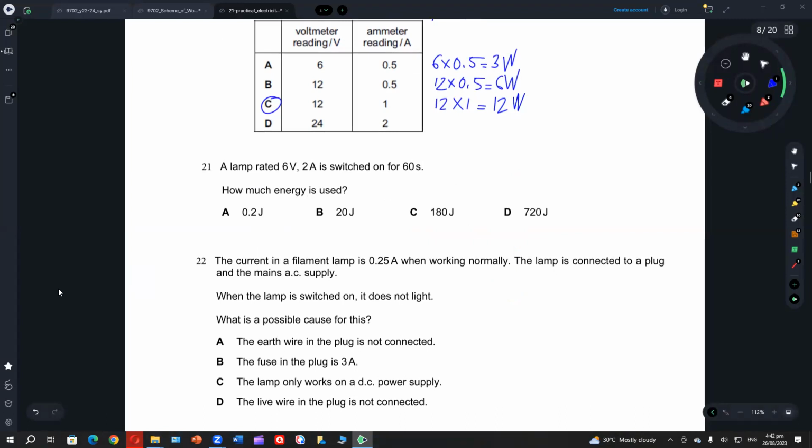A lamp rated 6 volt, 2 ampere is switched on for 60 seconds. How much energy is used? This is the voltage, this is the current, and this is the time. We first write down the formula. E is equal to VIT. So 6 into 2 into 60. So you please multiply this. Look at this working.